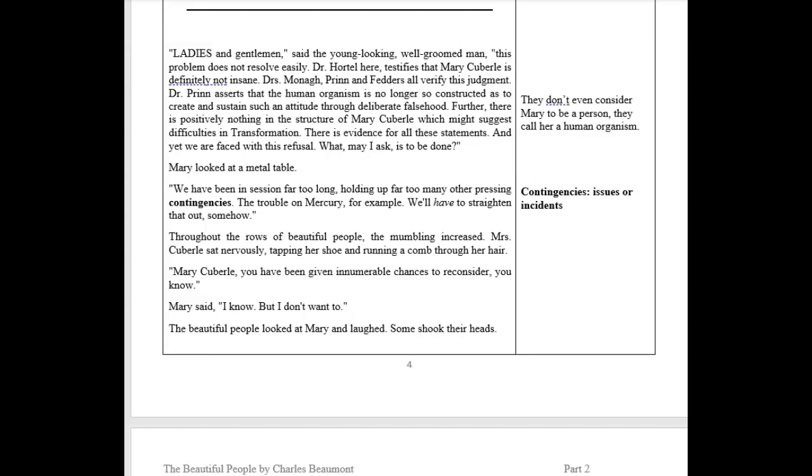So these people don't really see Mary as a human being. They call her an organism and a structure. So they don't respect her humanity and her human wishes at this point.